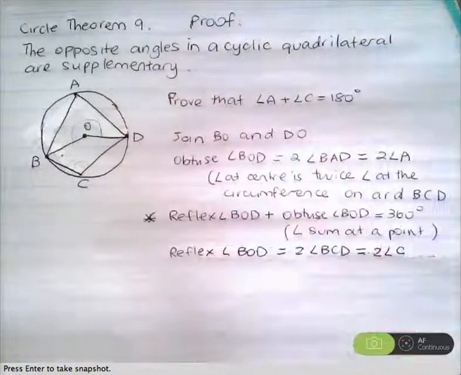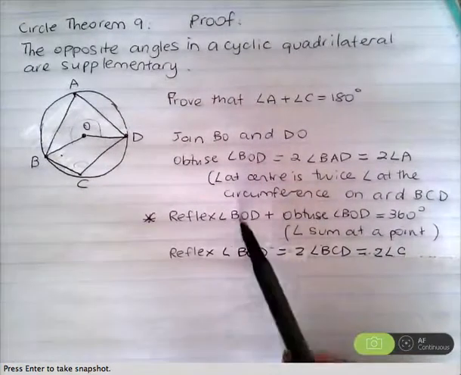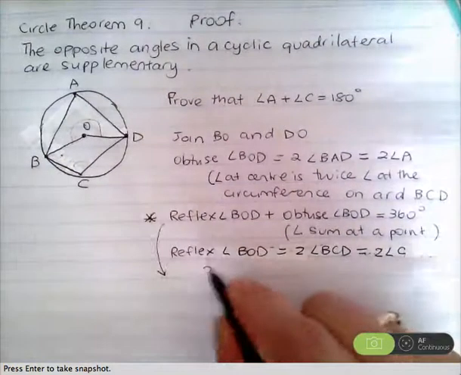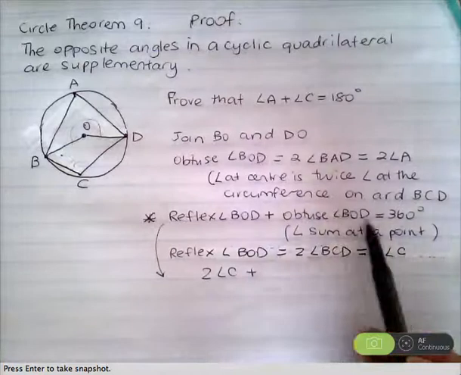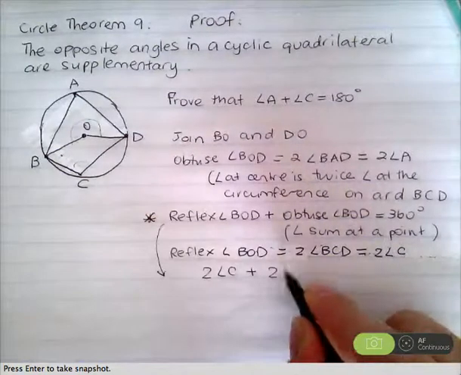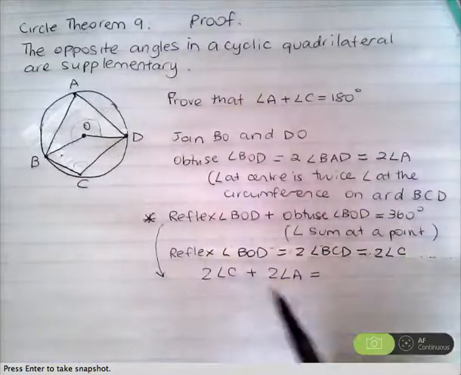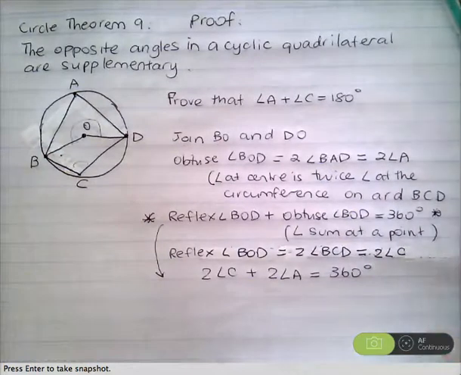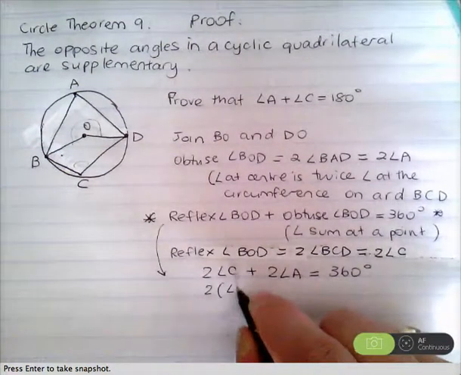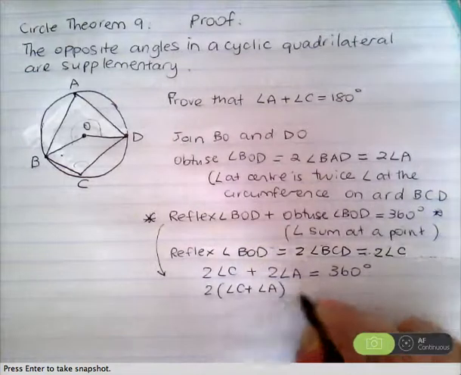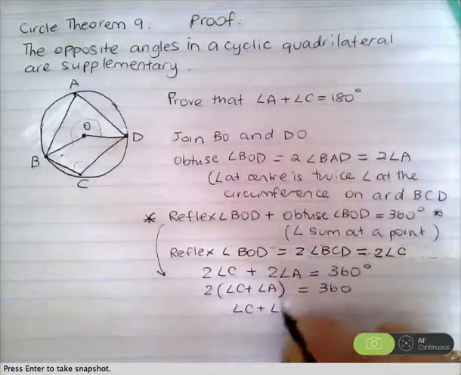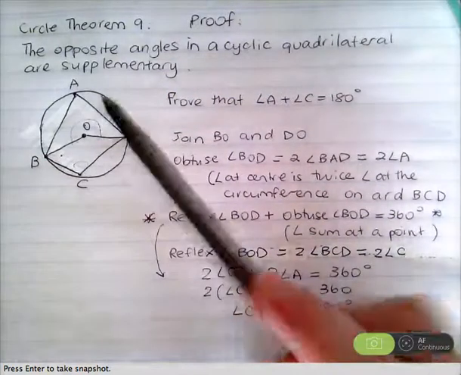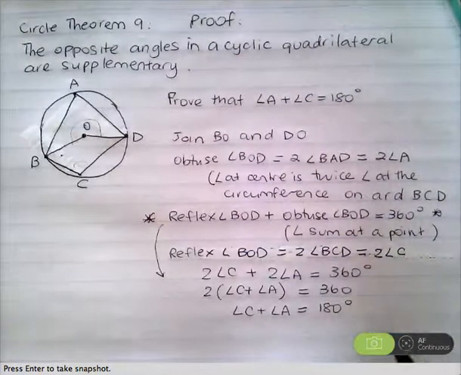So going back to this equation here that I've starred, reflex angle BOD, because we know that it's 2 times angle C, I'm going to replace that with 2 times angle C. And obtuse angle BOD we know is 2 times angle A, and so therefore 2 times angle C plus 2 times angle A is 360 degrees. So I've basically substituted all of that into that equation with the asterisk. Now if I take out 2 as a common factor, I get 2 times angle C plus angle A is 360, therefore angle C plus angle A is 180 degrees, and therefore we have just proved that the opposite angles, which are A and C, of a cyclic quadrilateral are supplementary.